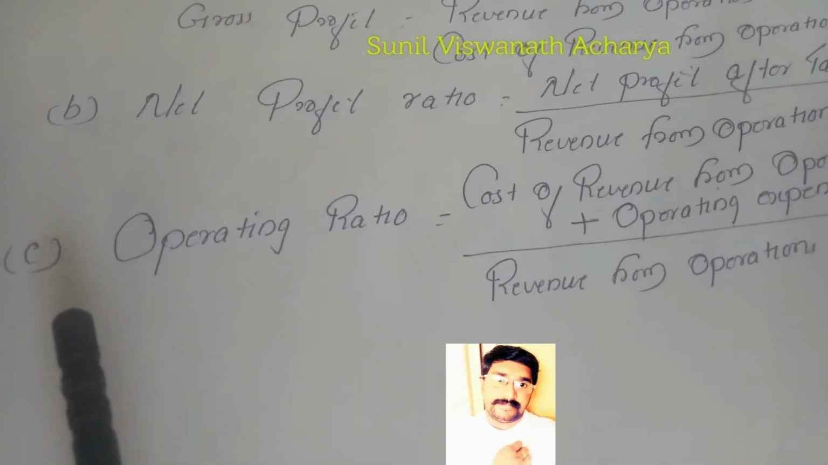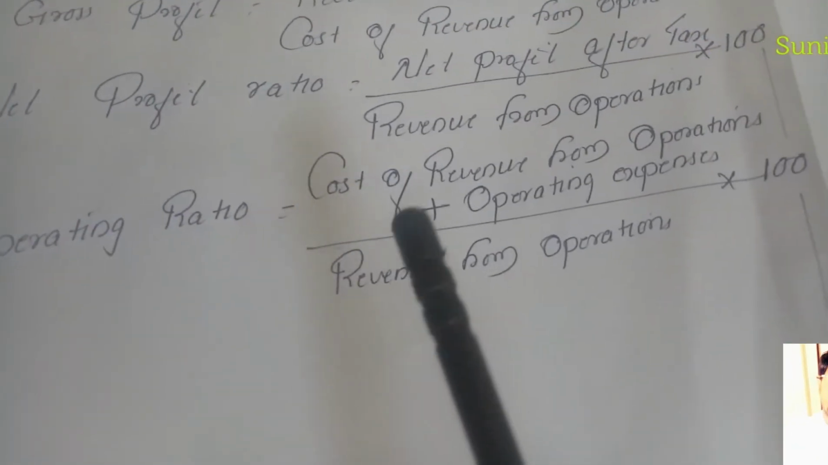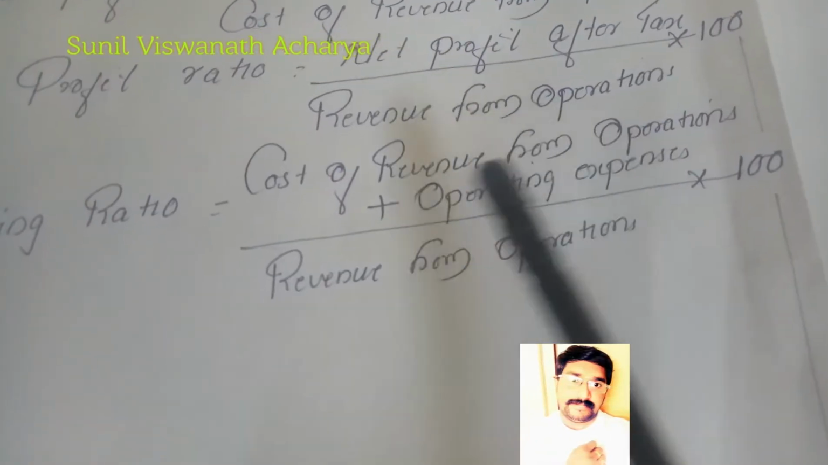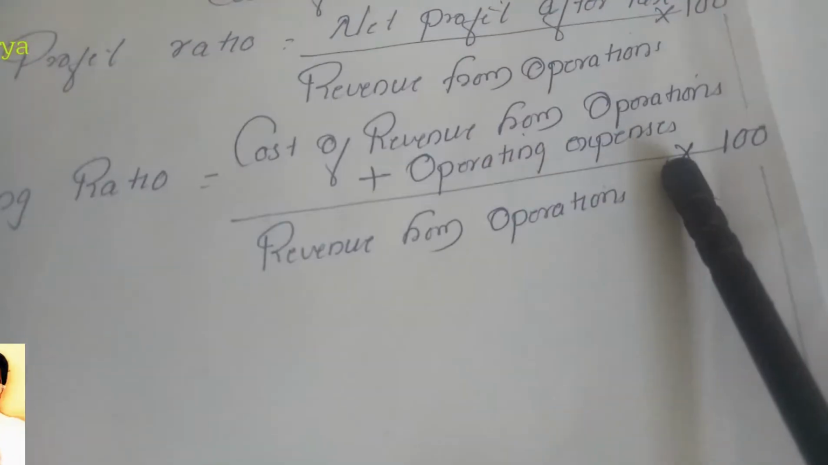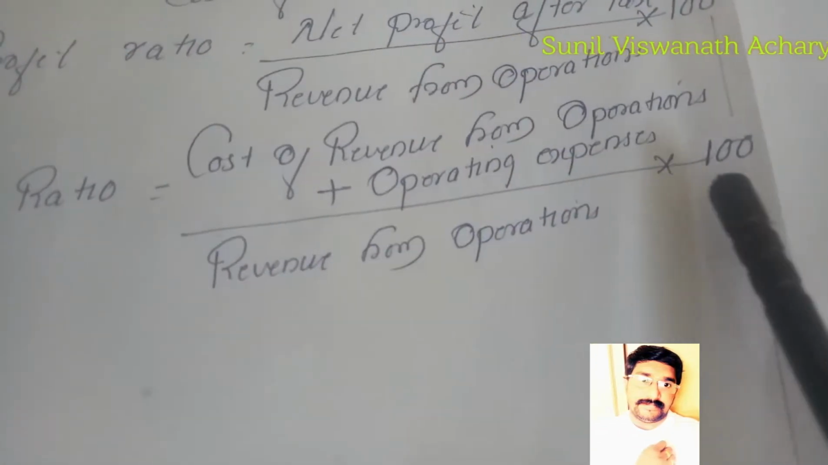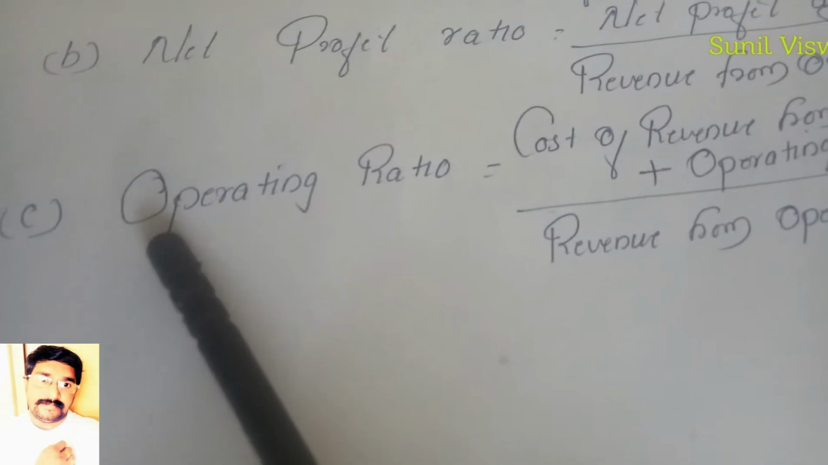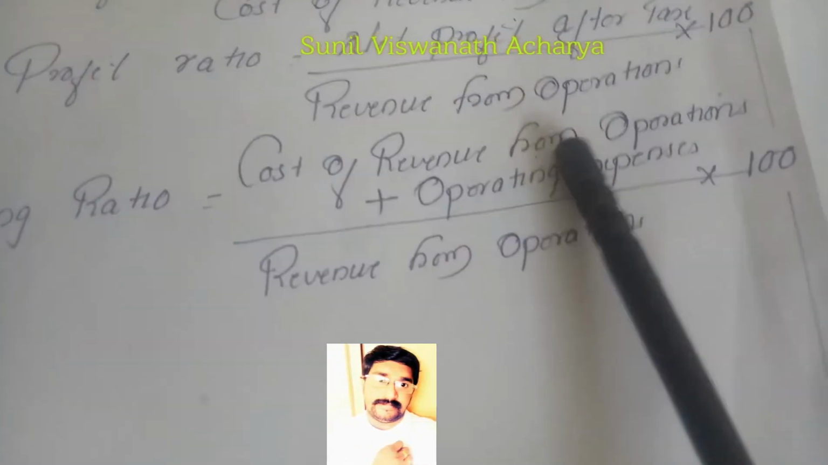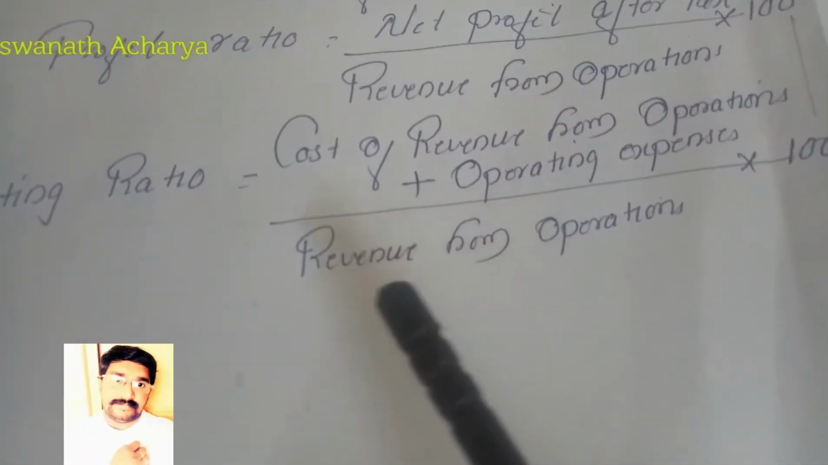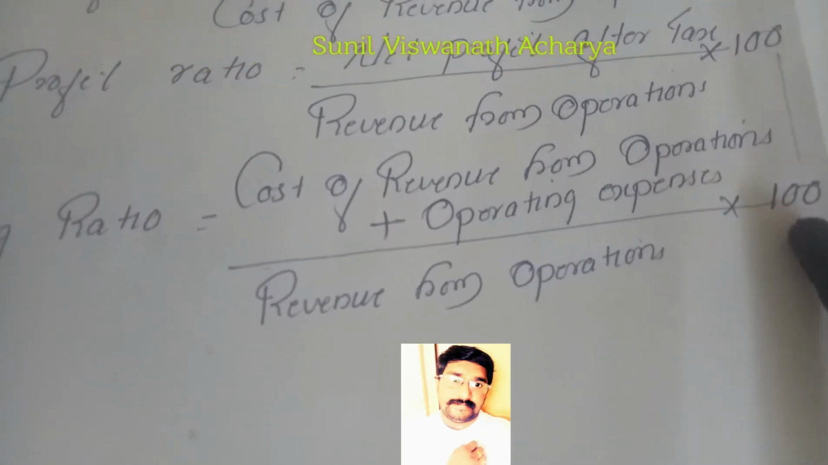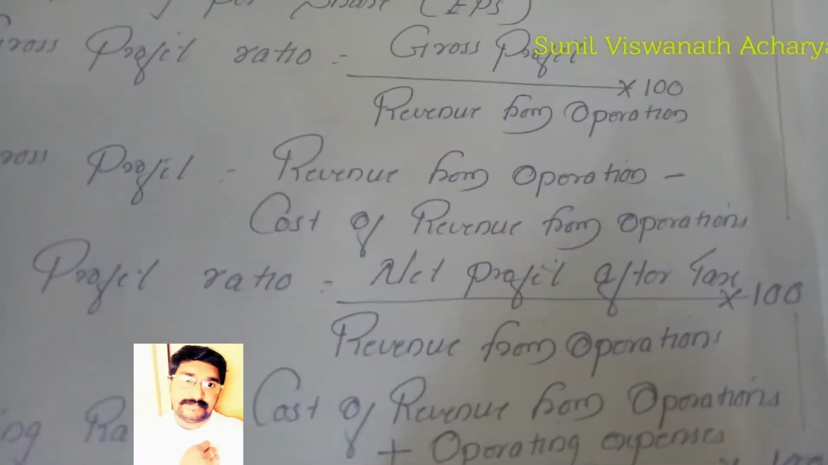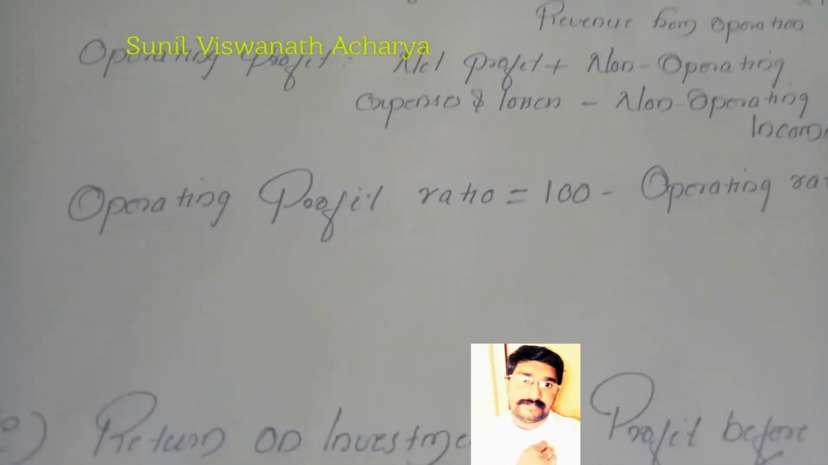Then the third profitability ratio is operating ratio. Operating ratio, how to calculate: cost of revenue from operation plus operating expenses divided by net revenue from operation into 100. So how to calculate operating ratio? Cost of revenue from operation plus operating expenses divided by net revenue from operation into 100. We already studied how to calculate the cost of revenue from operation.